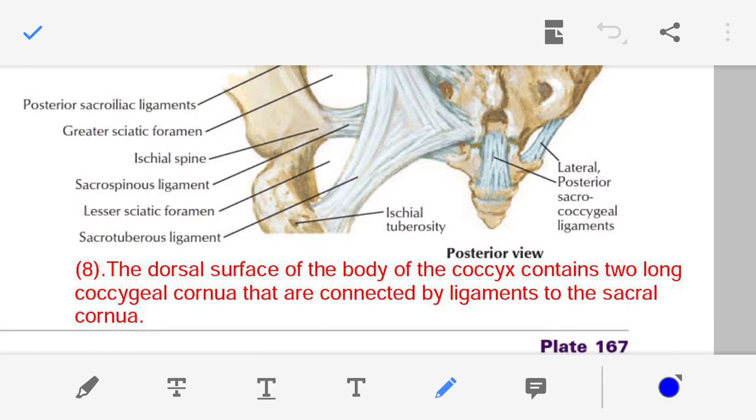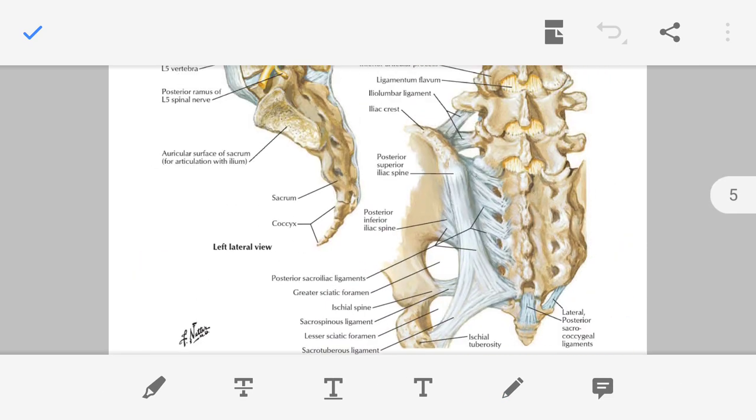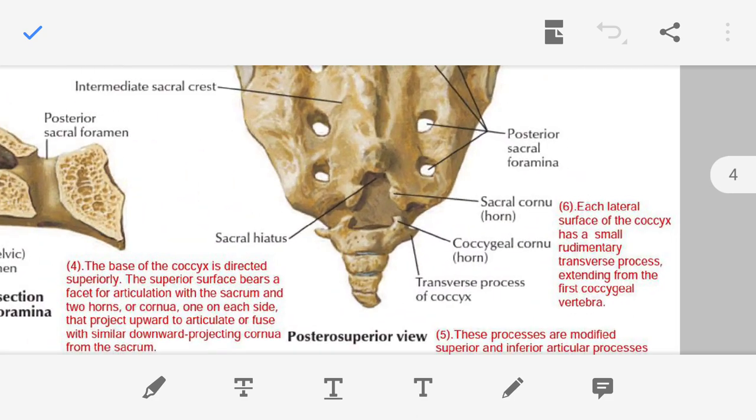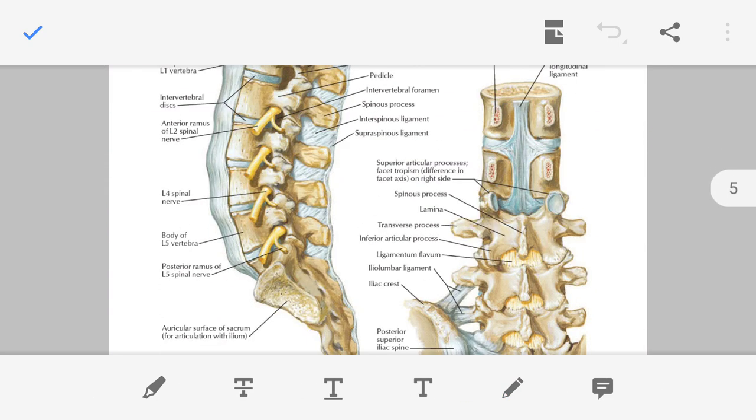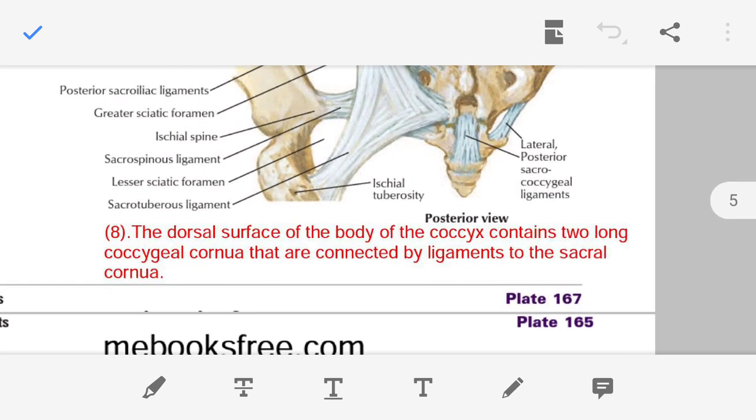Now this one is the cornu of the coccyx, and this one is the cornu or the horn of the sacrum. Once again, for example, this one is the sacral cornu, and this one is the coccygeal cornu. So how does the sacral cornu join with the coccygeal cornu? This is the eighth point.